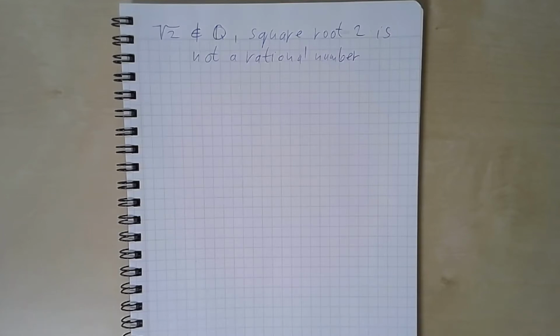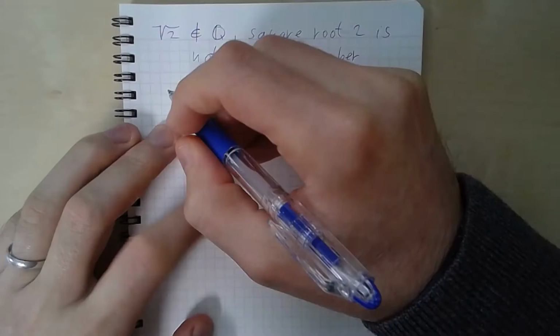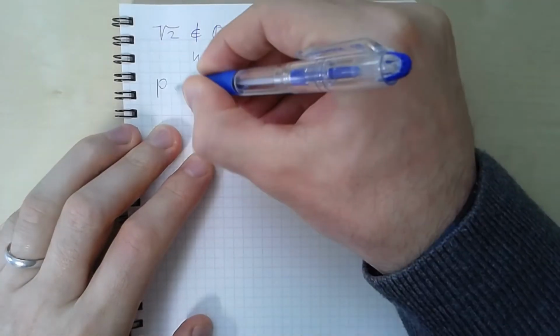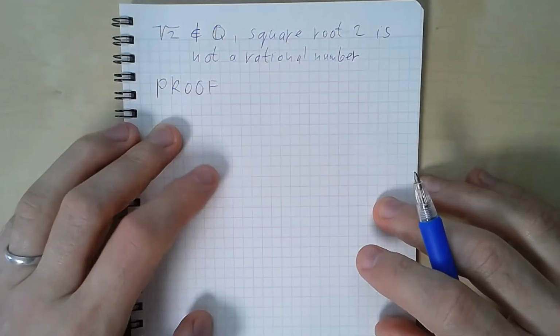Square root 2 is not a rational number. So that means that it cannot be written as a ratio of two natural numbers. And this is a classic proof, and it's a classic example of a proof by contradiction.